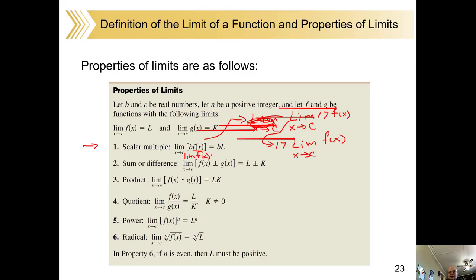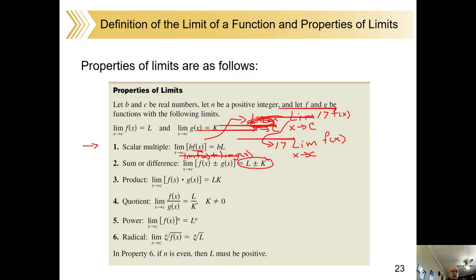We'll take this, split it up, and then g of x, add those two limits together, and that's what you got. All you have to do is add the individual limits together. If it's subtraction, subtract the two individual limits. That's all there is to it. Pretty simple.